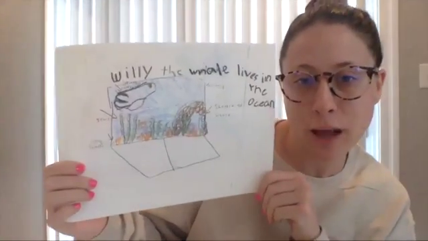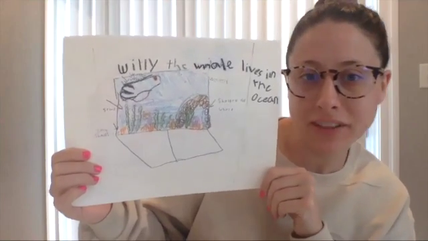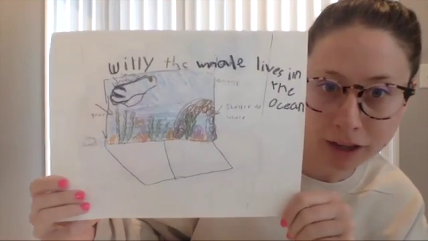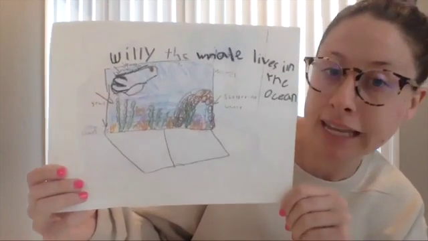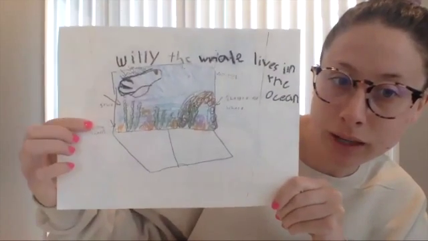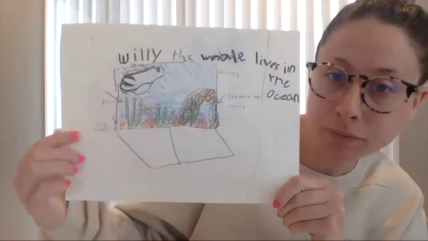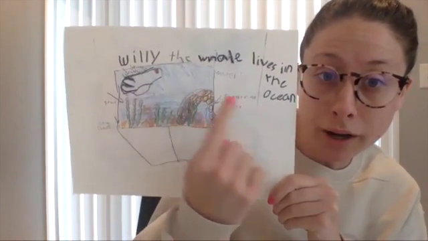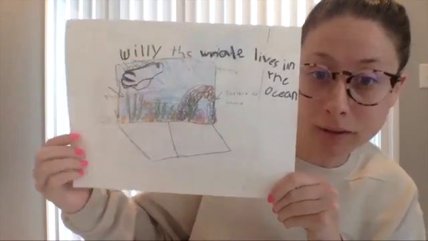I showed you this habitat already. Willie the whale lives in the ocean. You could see that these students did a really nice job of making sure that Willie the whale had everything he needed in his ocean habitat. There is seaweed, seashells, shelter over here for the whale, water. Again, everything is labeled.